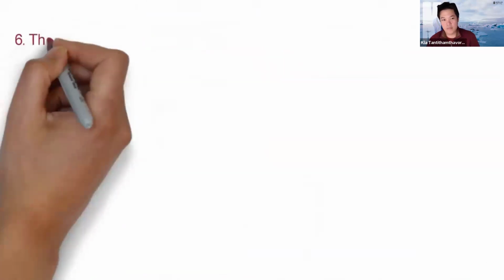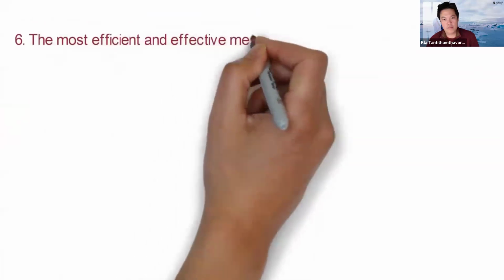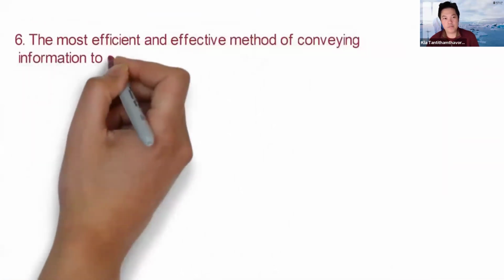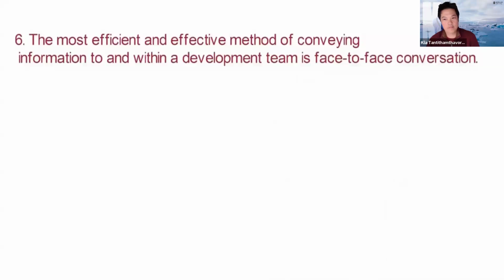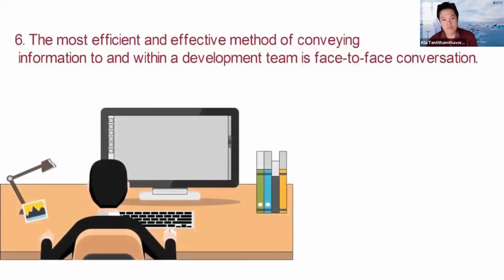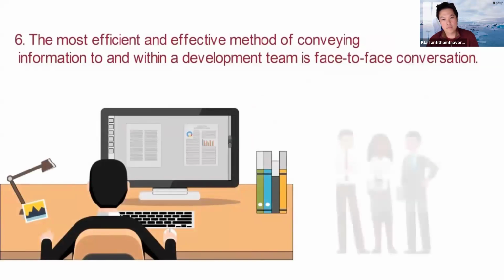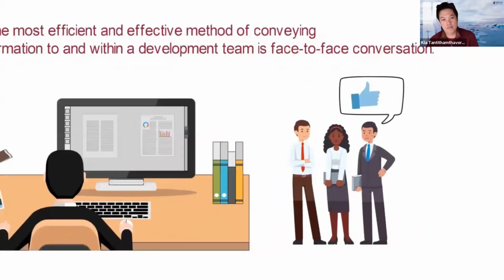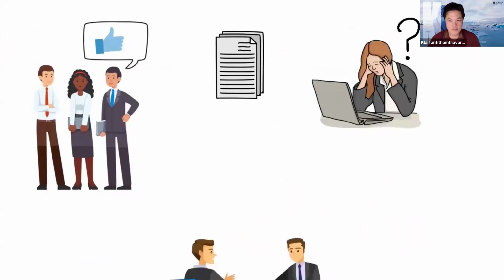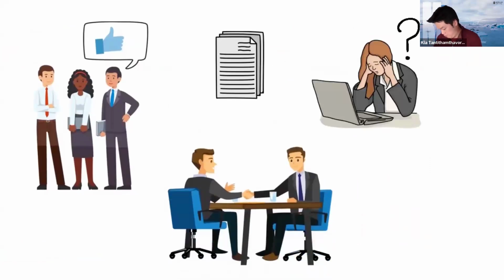Sixth principle. The most efficient and effective method of conveying information to and within a development team is face-to-face conversation. Most of the communication in a project is about project process or project content. It is crucial for the success of the project that the development team understands the right information correctly. Written communication is prone to ambiguity, whereas face-to-face conversation provides the ground for prompt clarification and quicker communication. As a result, product development becomes faster and precise.